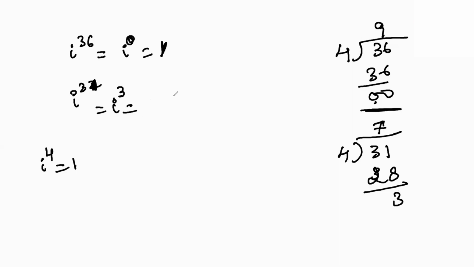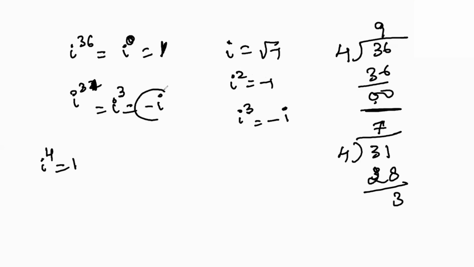i is equal to square root of minus 1. I square will be equal to minus 1. I cube will be equal to minus i. So this value will be minus i. This is your simplification. That is how you do it: divide by 4 and do it.